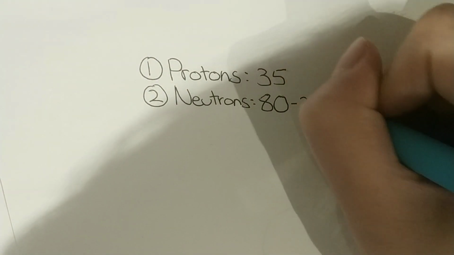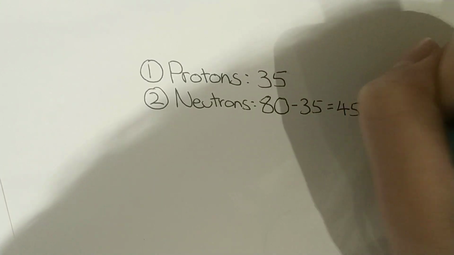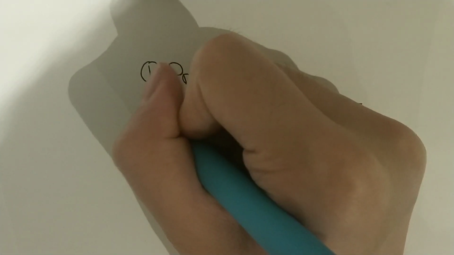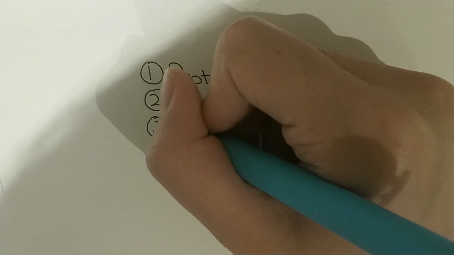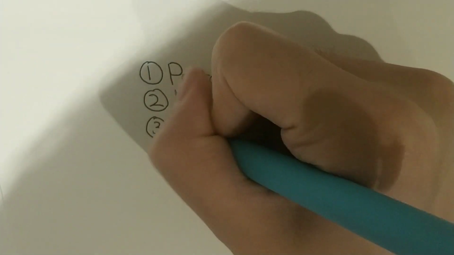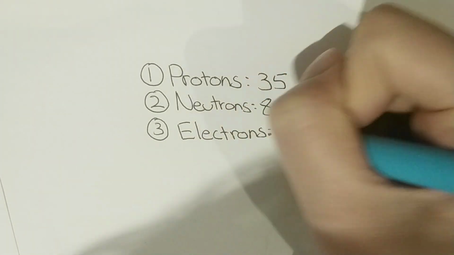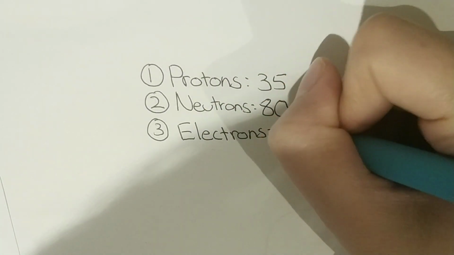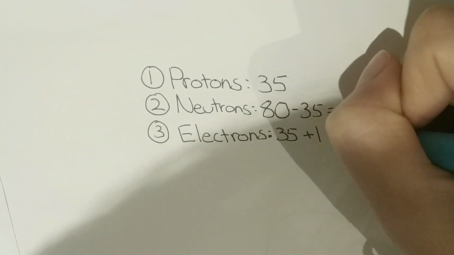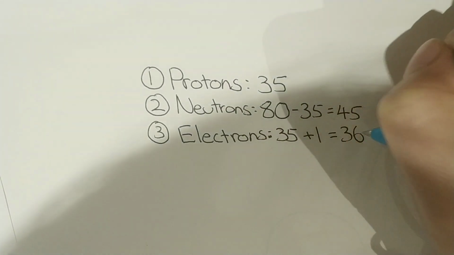Therefore, it is 80 minus 35, which equals 45. The third and final thing is the number of electrons. Since it is an anion with one negative charge, there should be more electrons than protons. Therefore, you add 1 to the number of protons to get the number of electrons, which is 36.